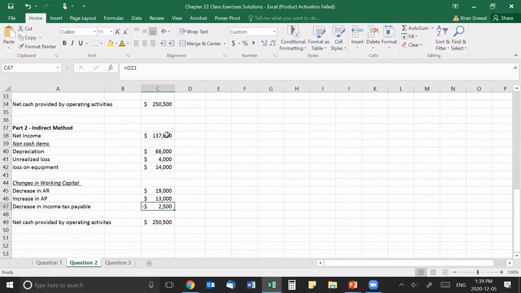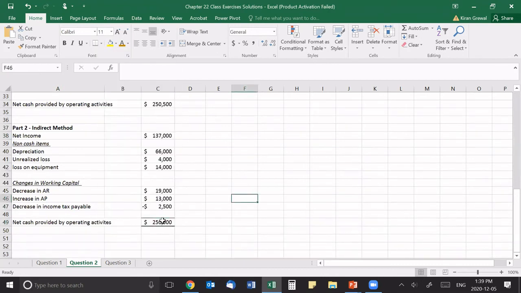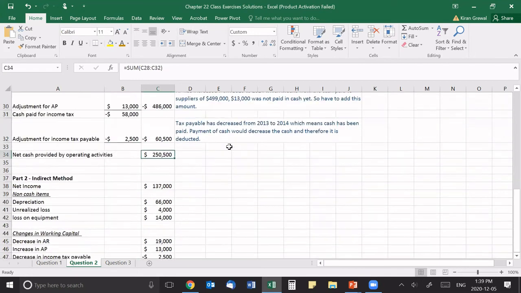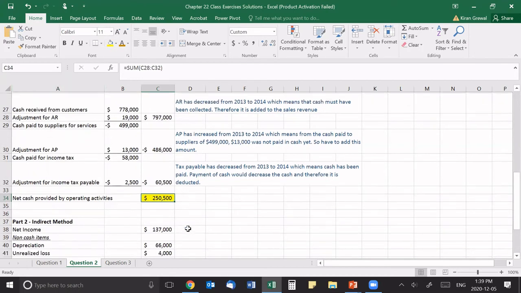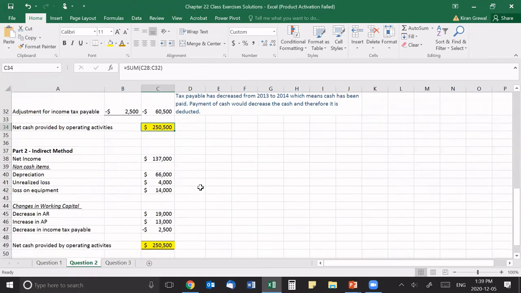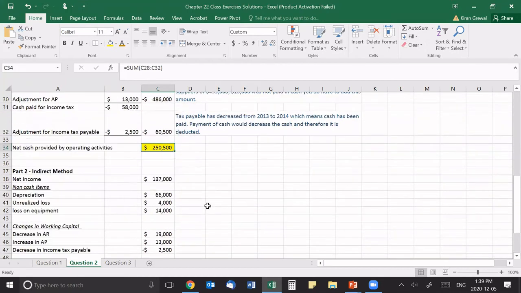Right, so if we start with 137, we add and subtract these items. Just to show you the total, the total is 250,500. Net cash provided by operating activities, and it is the same total that we had when we did part A, which was net cash provided by operating activities using the direct method. So whether you use the direct method or the indirect method, your net cash from operating activities should be the same for each one. There's just a different way of getting there, but it's going to be the same amount.